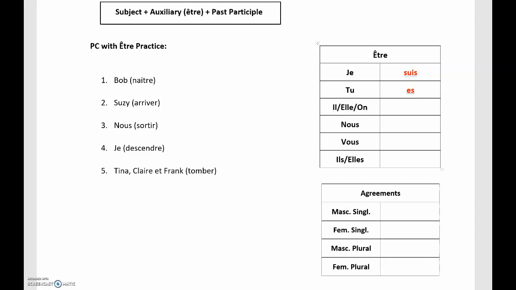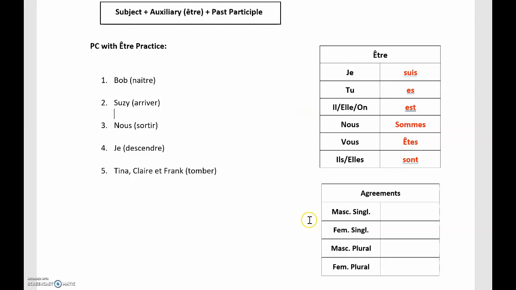If I'm talking about one dude or one dudette or one object, il, elle, or on, then être would become est, spelled E-S-T. If our subject is nous, être will become sommes, S-O-M-M-E-S. If I'm dealing with vous, then être will become êtes. And as you can see here, it should have un petit chapeau, a little hat over top of the E. And then finally, if I'm talking about a group of guys, group of girls, être will become sont, S-O-N-T. So here's être. This is what you need to know for your auxiliary.